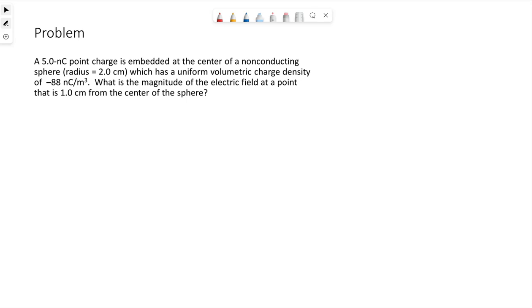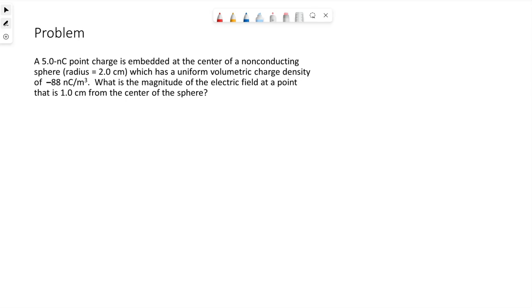We have an example problem here. A 5 nanocoulomb point charge is embedded at the center of a non-conducting sphere, radius of 2 centimeters, which has a uniform volumetric charge density of negative 88 nanocoulombs per meter cubed. What is the magnitude of the electric field at a point that is 1 centimeter from the center of the sphere?